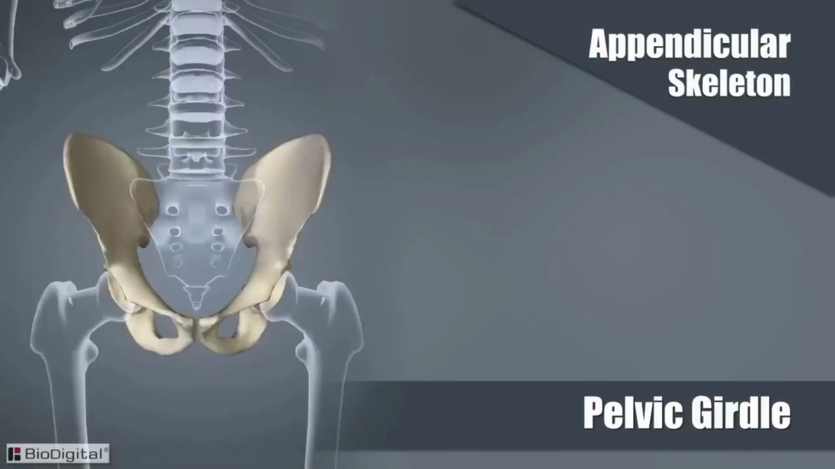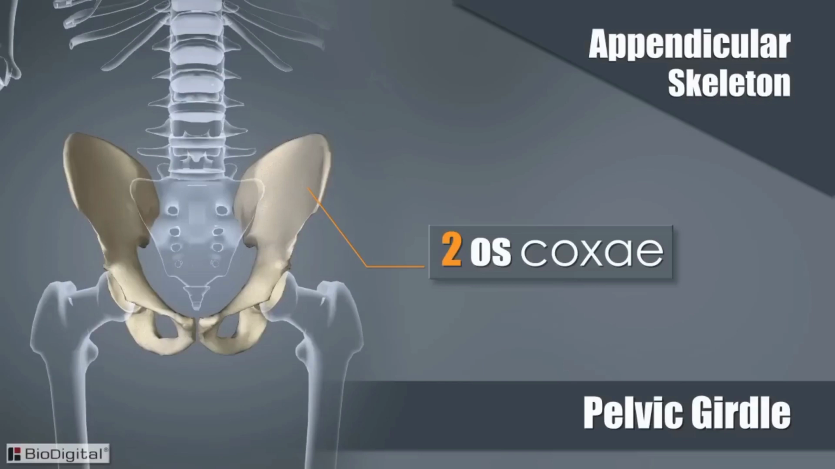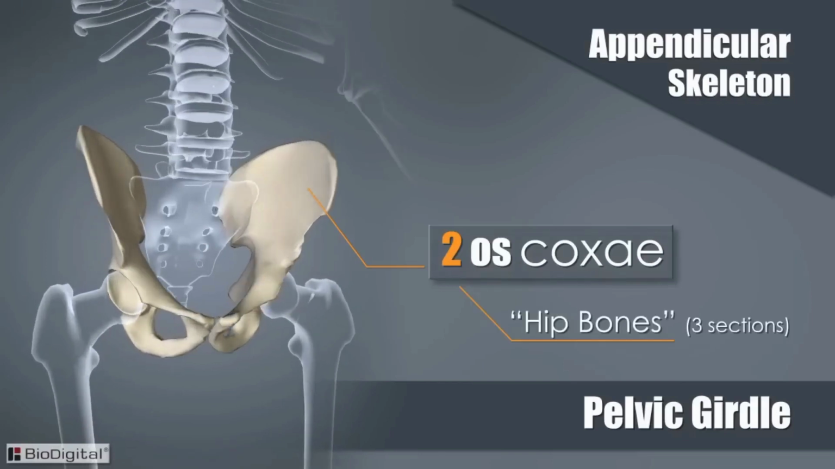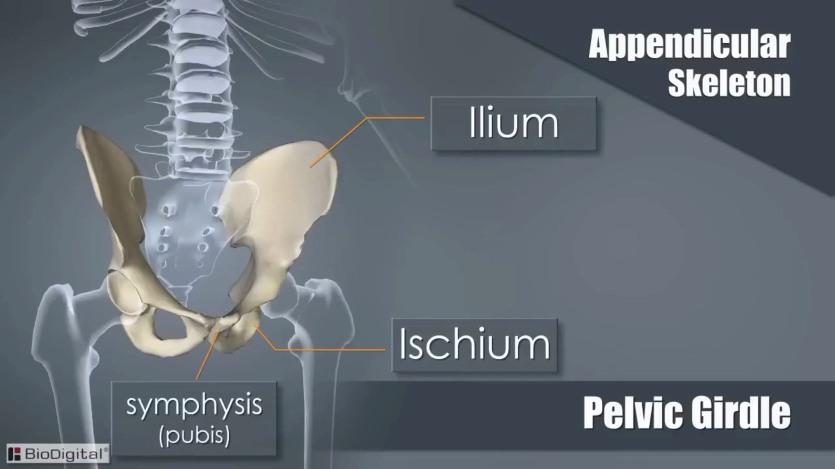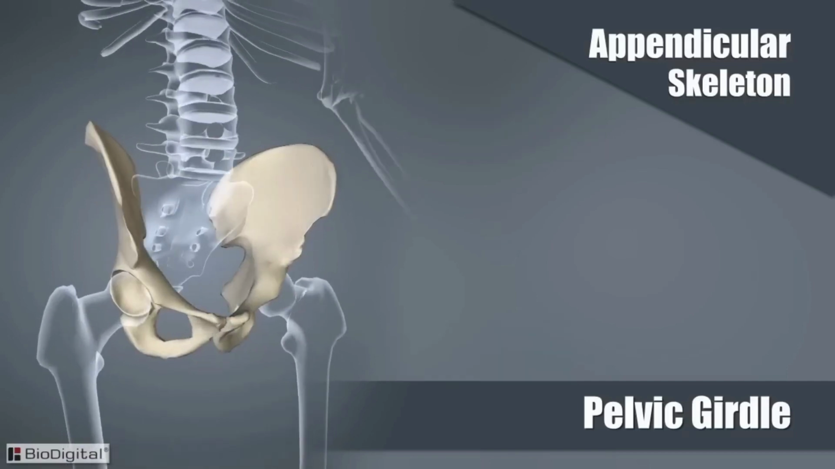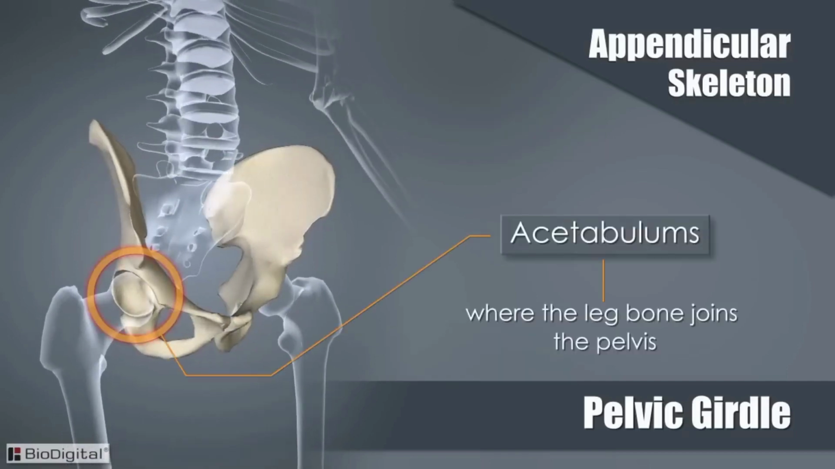The pelvic girdle is the structure to which the leg bones are attached. The pelvic girdle is made up of 2 os coxae, or hip bones. Each hip bone is divided into 3 sections: the ilium, the ischium, and the symphysis, or pubis. The leg bones are attached to the pelvic sockets, called the acetabulums.